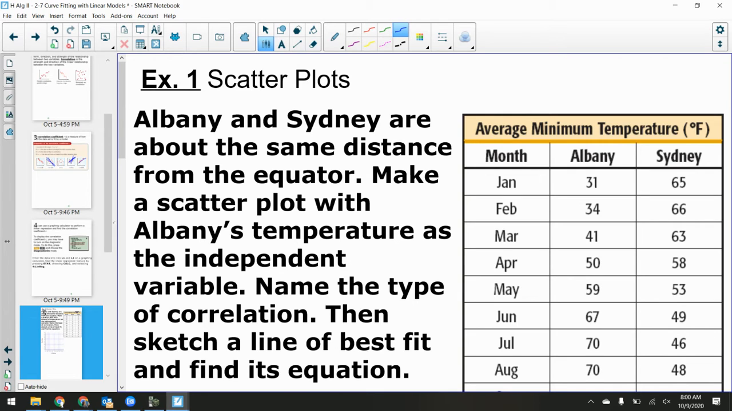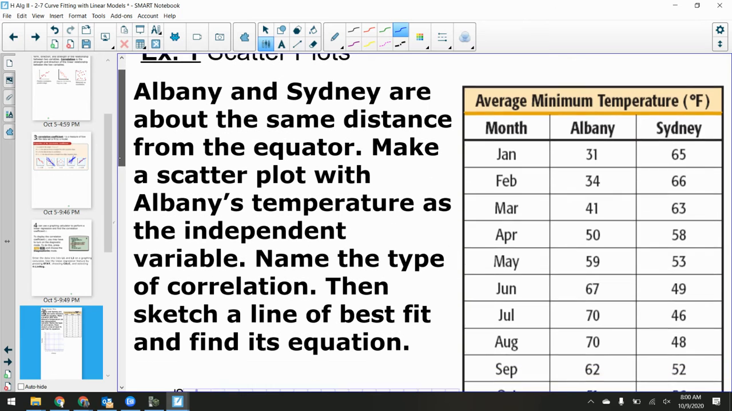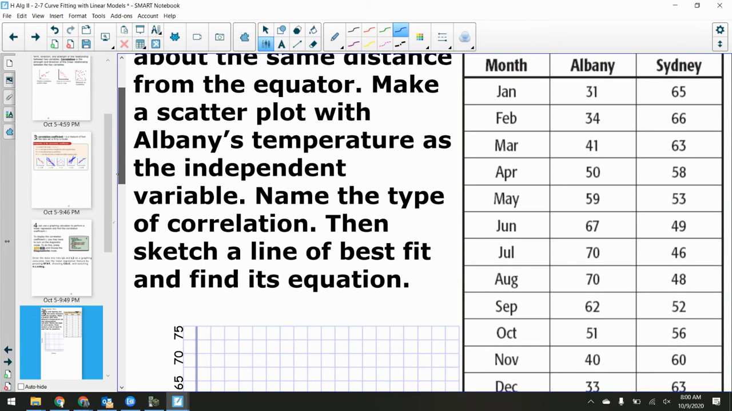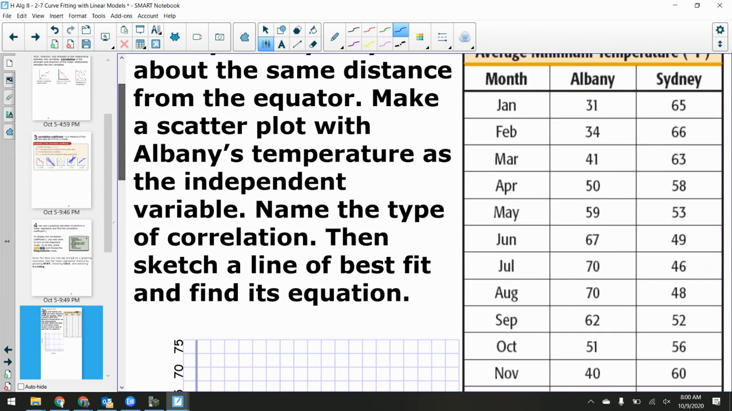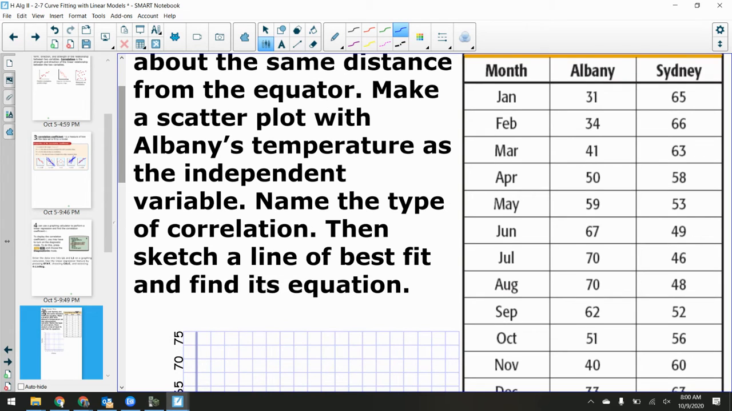Mine says make a scatter plot with Albany's temperatures as the independent variable. Name the type of correlation, then sketch a line of best fit and find its equation. Okay, now, it's always good to think about what type of trend you think you would see. Okay, let's talk about it.